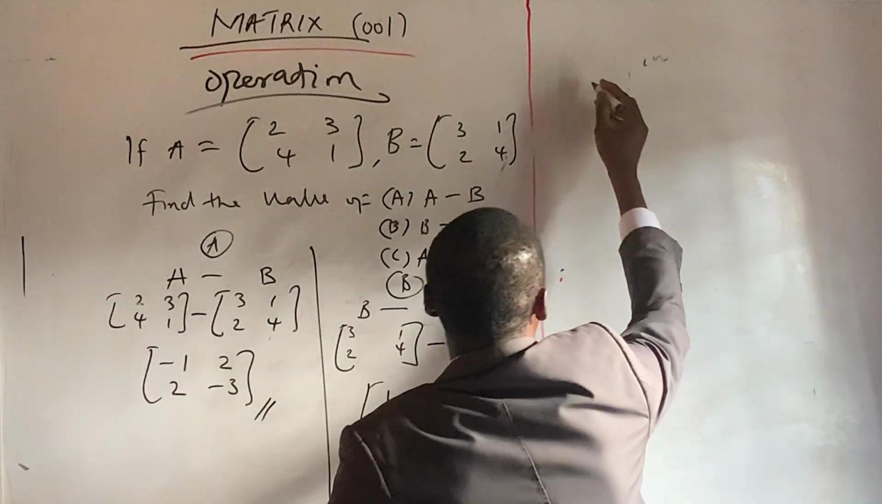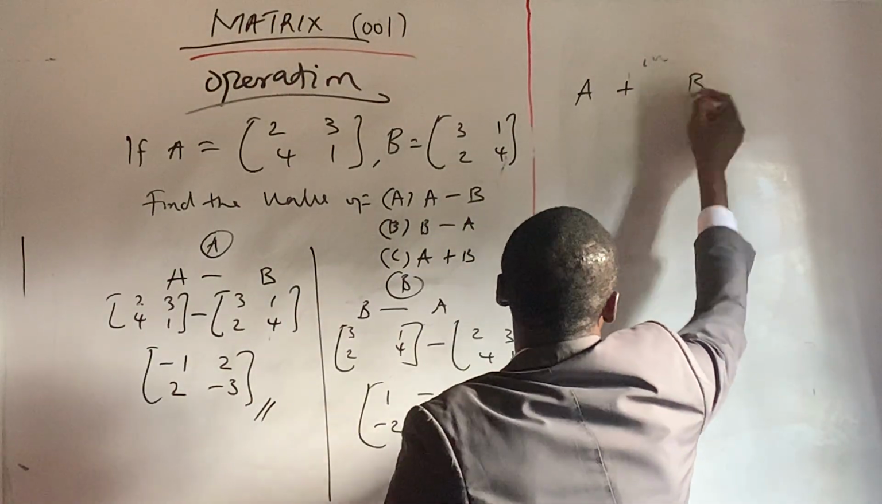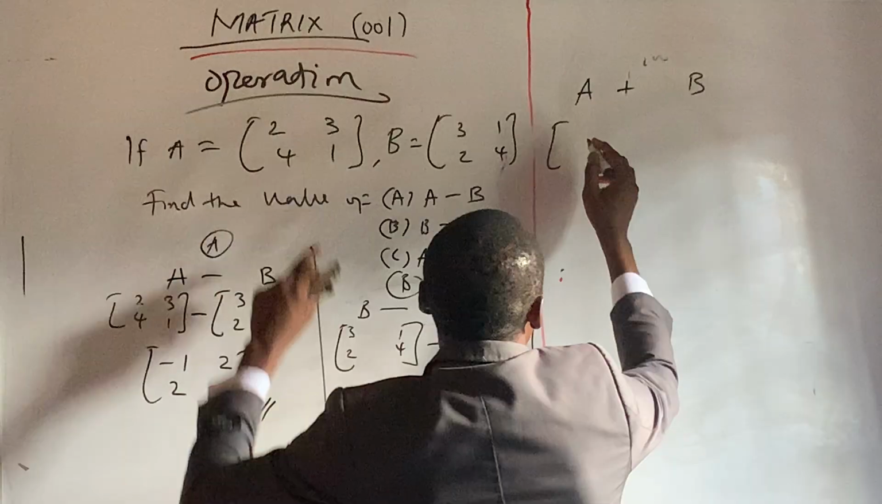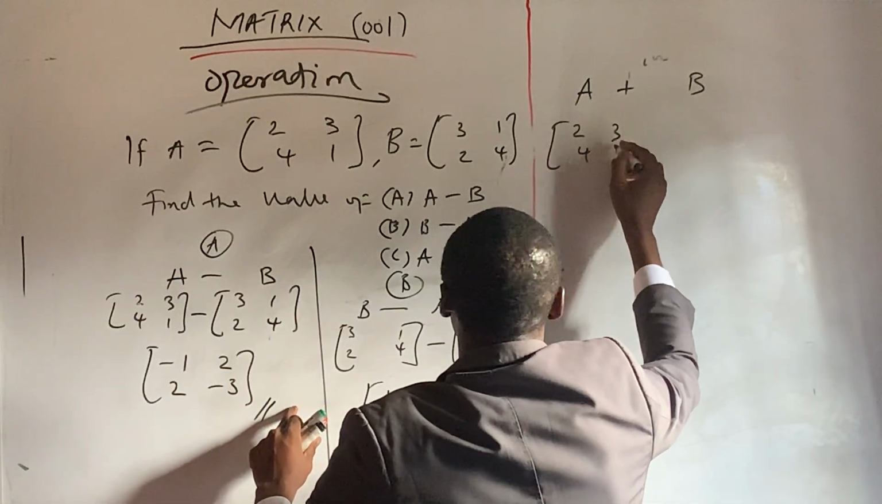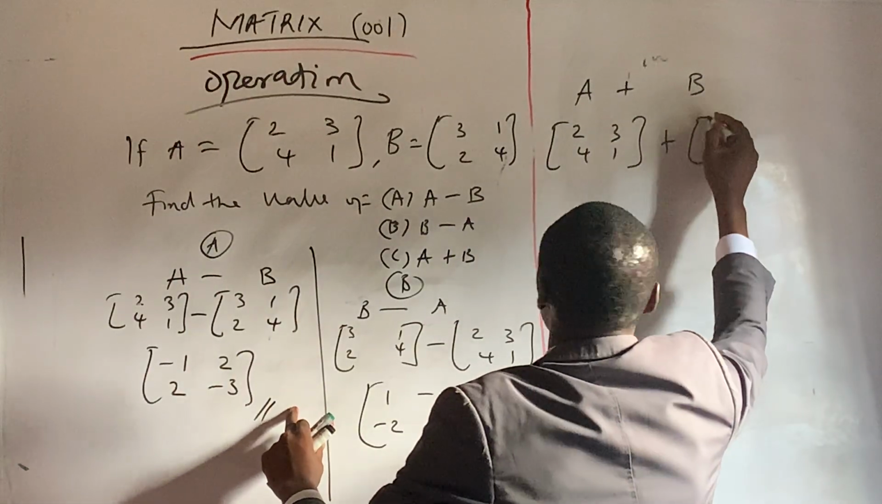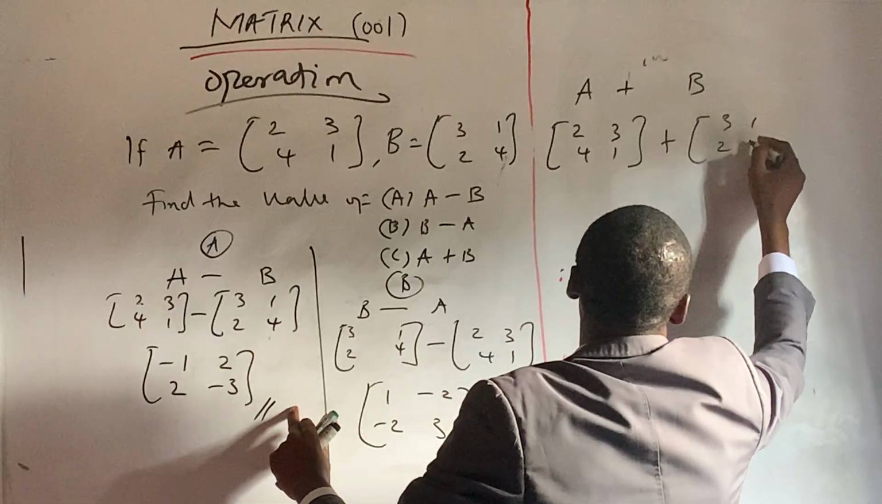For A plus B, I can write my A plus B. Can I write my matrix A? Matrix A is 2, 4, 3, 1, and matrix B is 3, 2, 1, 4.